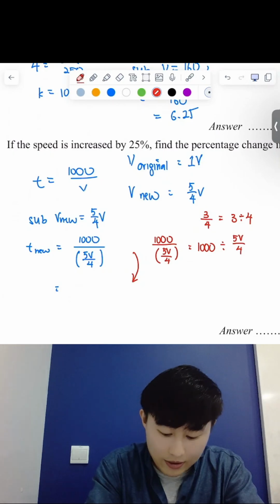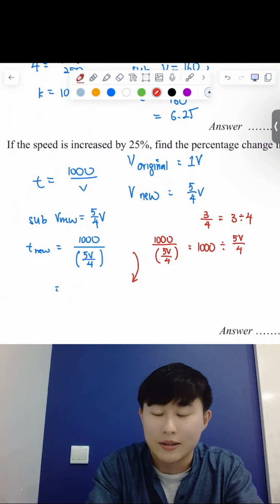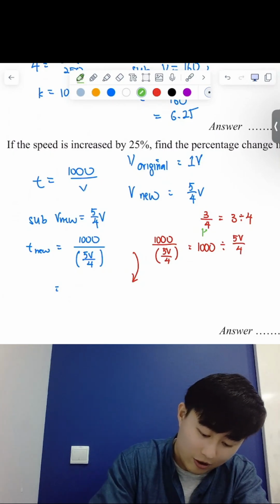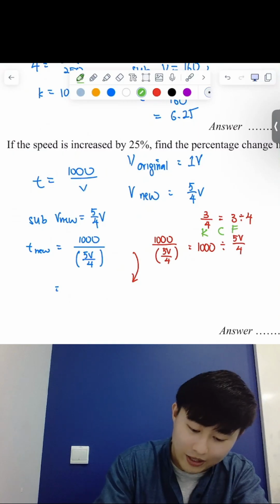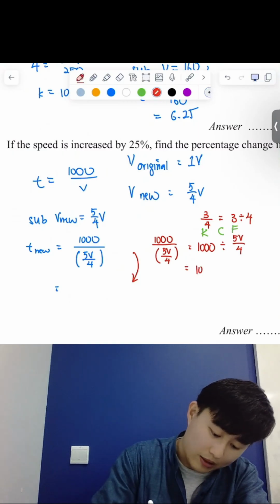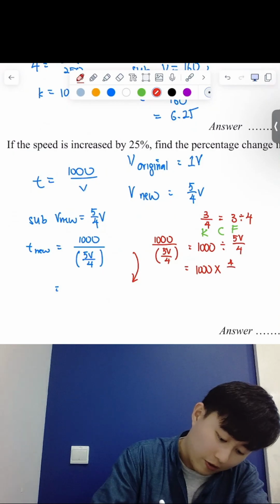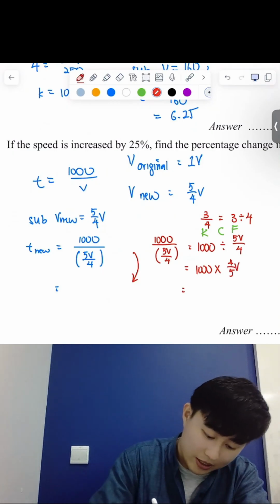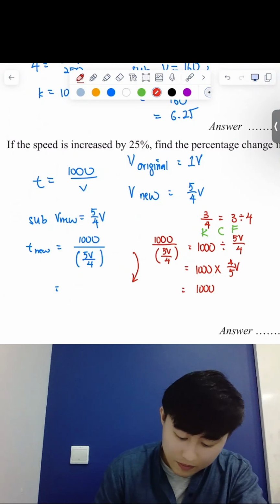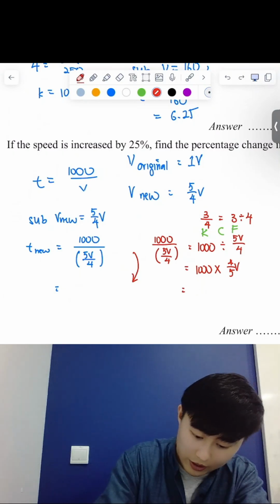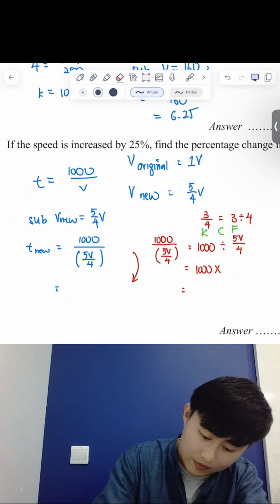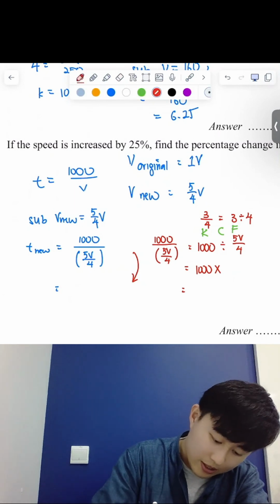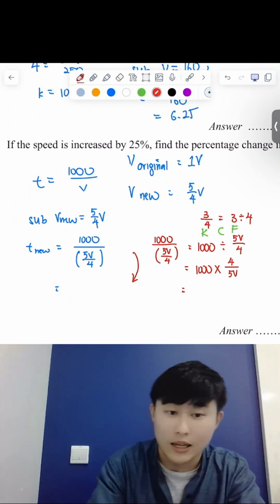And then the question is asking you to divide. You learned this in primary school, right? Your favorite fast food restaurant, KCF, keep change flip. So it becomes 1000 times 4 over 5V. Sorry, my V is at the bottom, I read wrong. It comes like that: 4 over 5V.